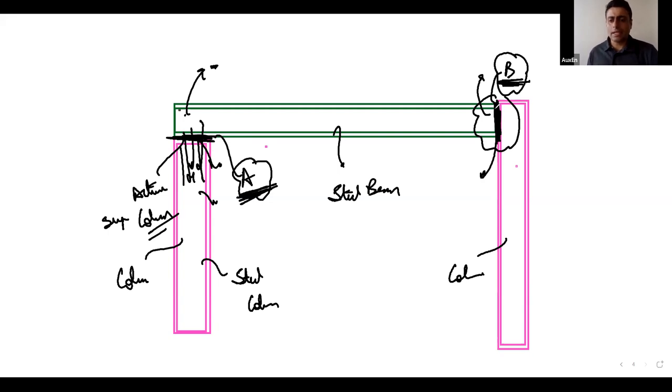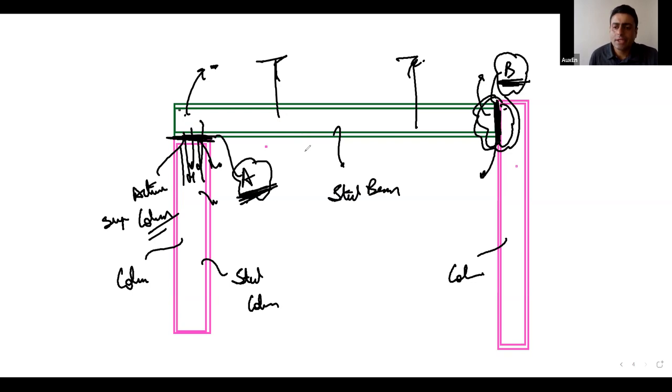In connection type B, you will have to keep your beam lifted by some arrangement, and then in the lifted condition, you will have to put this connection. So it's much easier to install connection A.